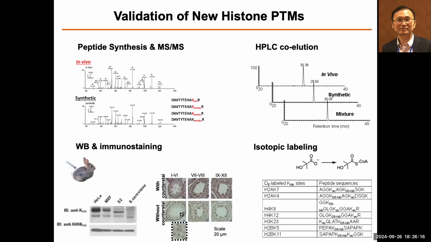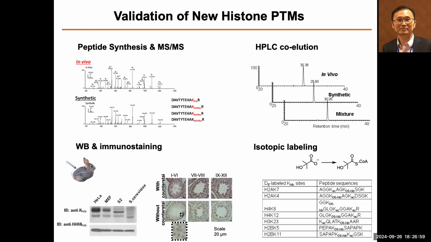Then we validate if lactylation truly exists in the cell. To do this, we made synthetic peptides. Then we compared the HPLC co-elution and the fragmentation pattern between the cell-derived peptide and the synthetic peptide to see if they match. That's how chemists used to confirm the same structure, right? Indeed, that's the case. From fragmentation pattern and HPLC co-elution, it fit histone L-lactylation. So at this stage, we feel reasonably comfortable.